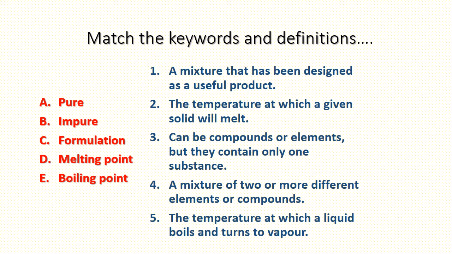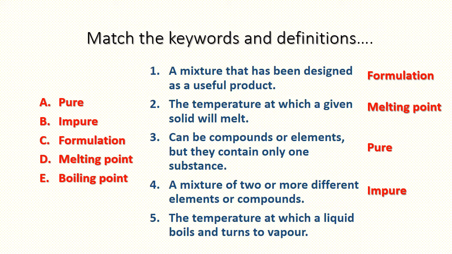So final activity is having a look at these definitions and matching them up to the keyword, please. So pause video. A mixture that's been designed as a useful product is of course formulation. Temperature at which a solid will melt will of course be melting point. Compounds or elements containing only one substance would be a pure substance. Mixture of two or more different elements or compounds is of course something that is impure, and then temperature at which a liquid boils and turns into a vapor would of course be boiling point.